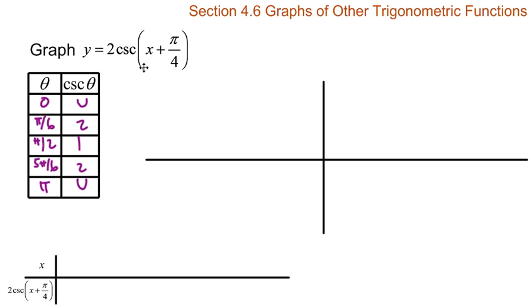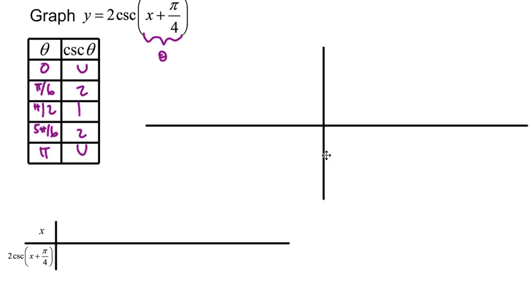As we always do, we set this expression equal to theta. Then whatever we solve for x, that's how we find our new x. So x plus pi over 4 equals theta. If I solve for x, I subtract pi over 4 from both sides, so x equals theta minus pi over 4. That's how I'm going to find my x values: I take my theta values and subtract pi over 4.